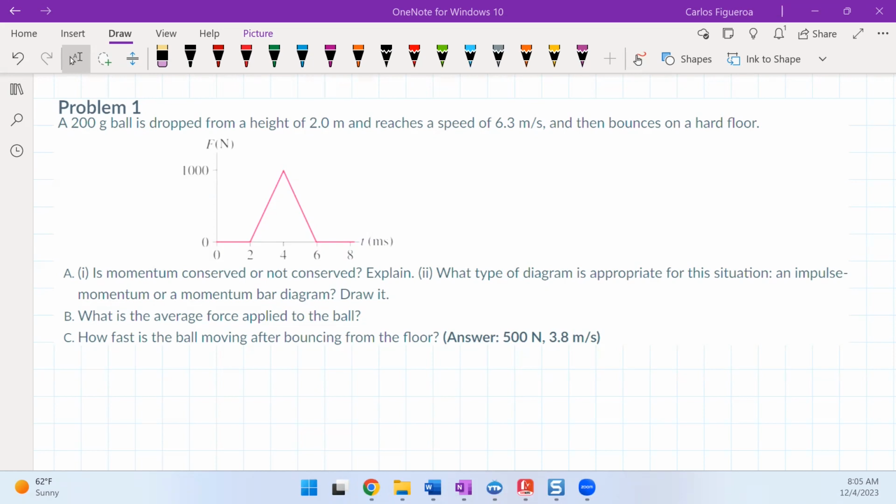A, is momentum conserved or not? Explain. What type of diagram is appropriate for the situation? An impulse momentum or a momentum bar diagram? Now draw it. What is the average force applied to the ball? How fast is the ball moving after bouncing from the floor? Let's go calculate that.